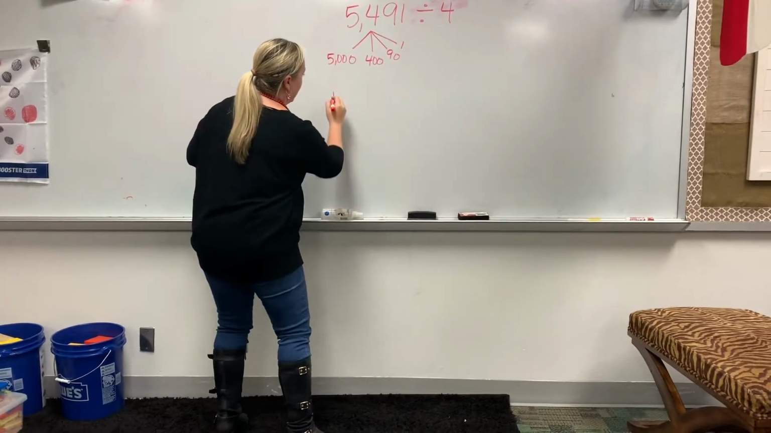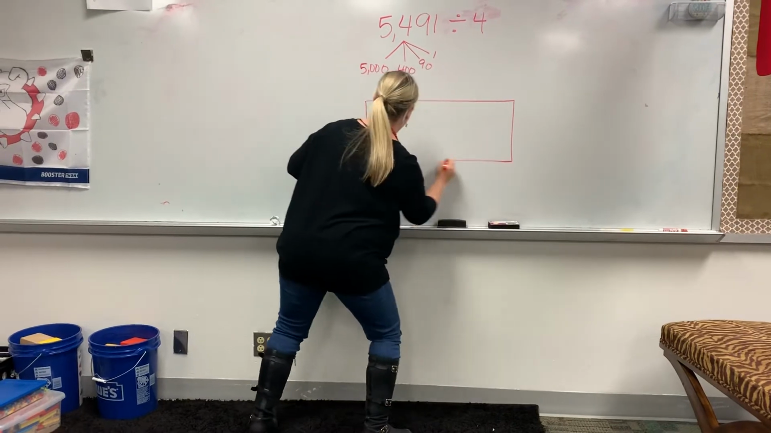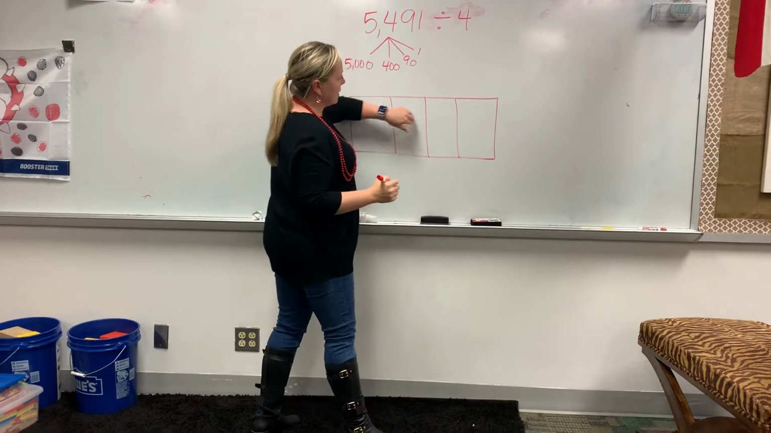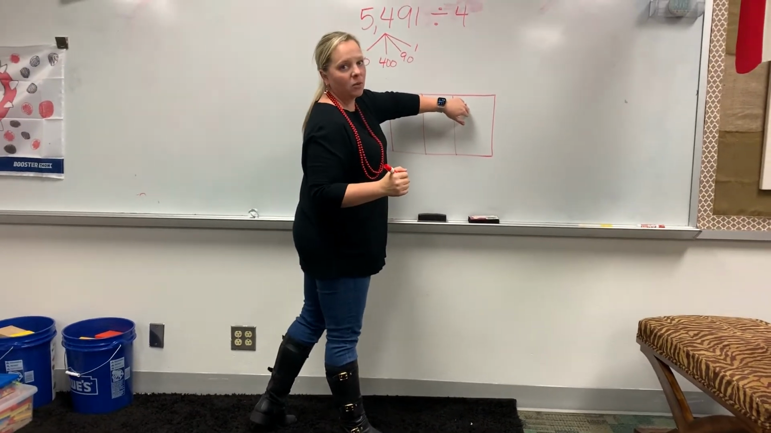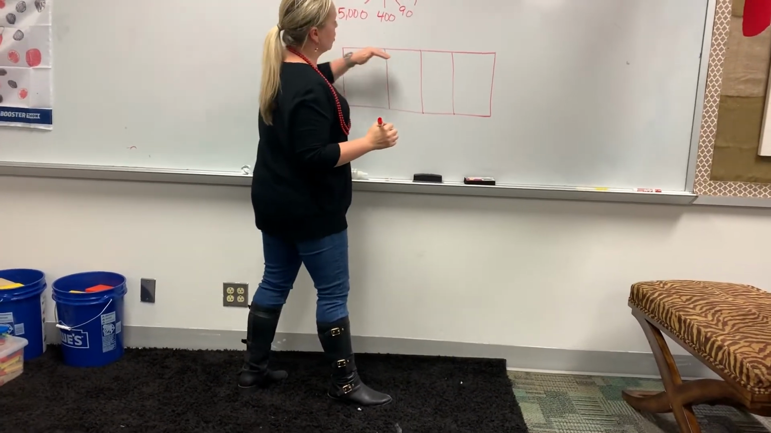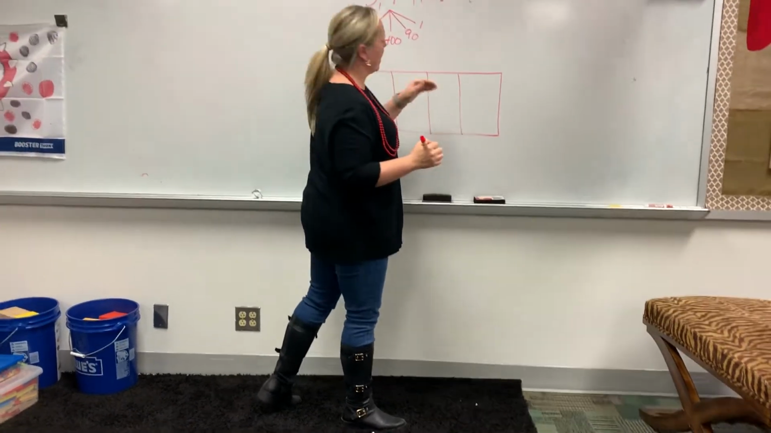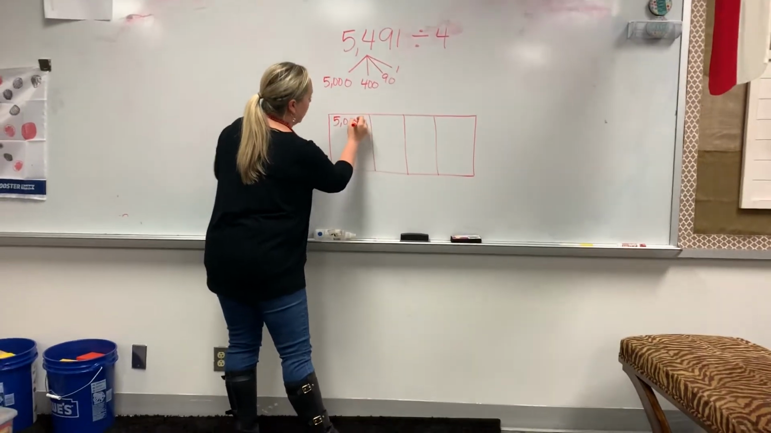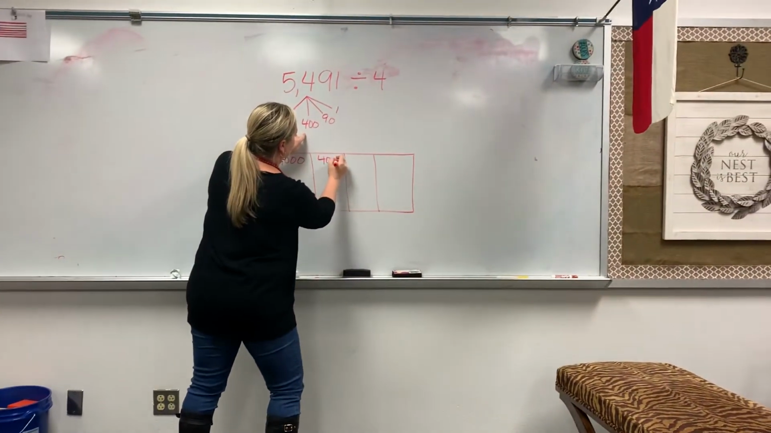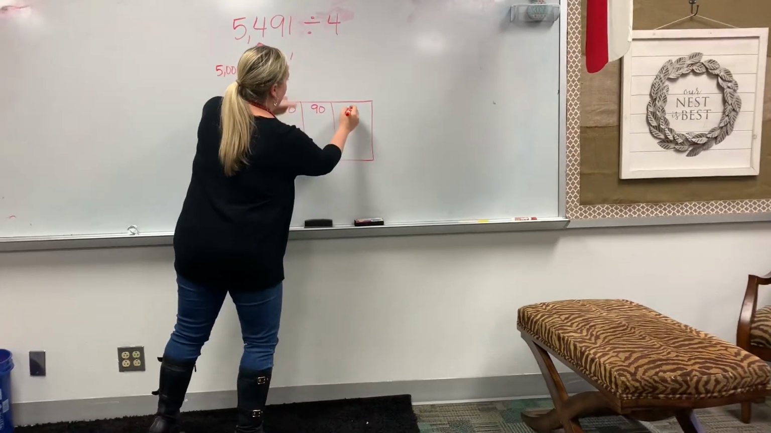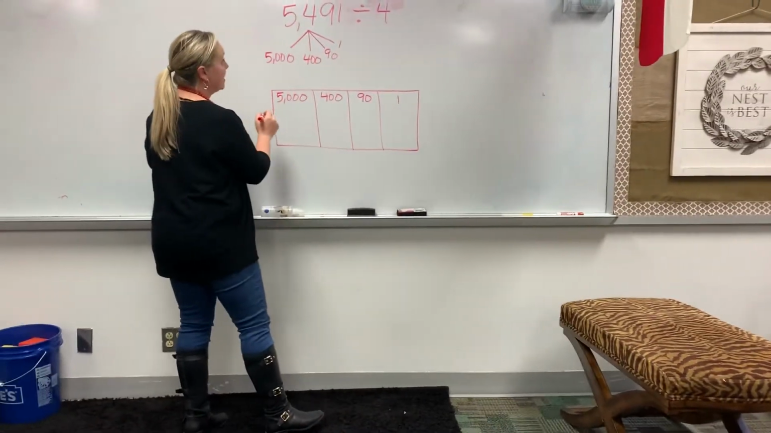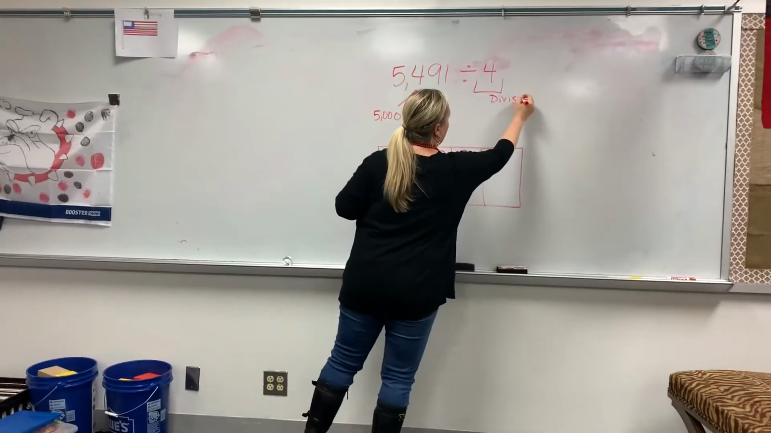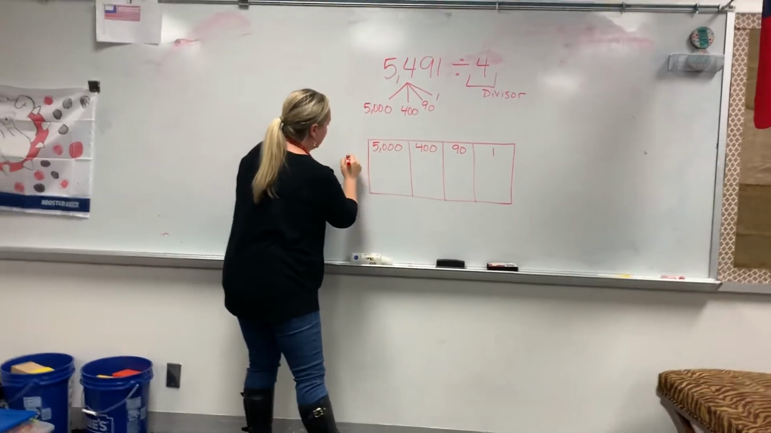Now I'm going to make an area model. It has 4 different sections, the way that we're setting it up, so that we can use our partial quotients to help us get the answers. The first partial quotient is the largest one, and it goes in the first box. Then I put 400 in the next box, 90 in the next, and 1 in the last. My divisor, which is the number 4, I'm going to place out to the left-hand side.